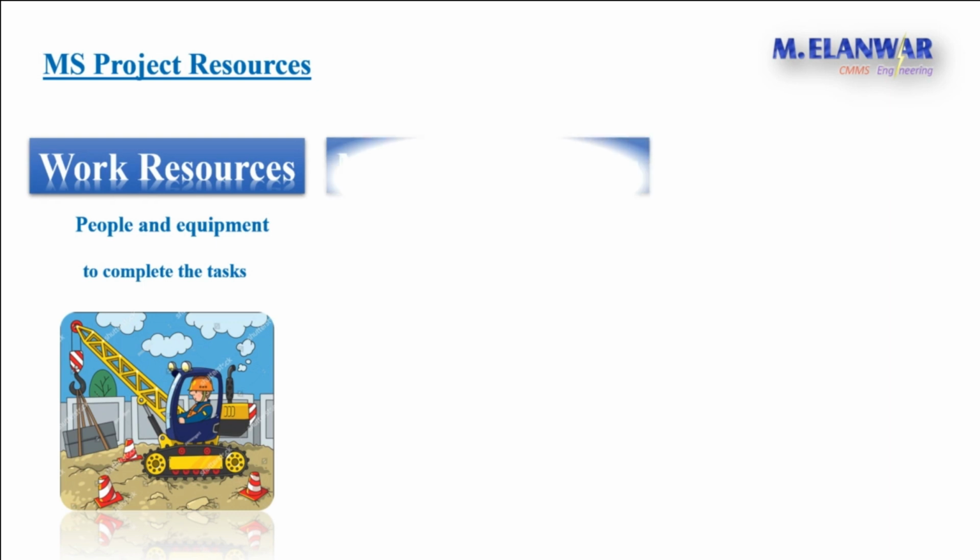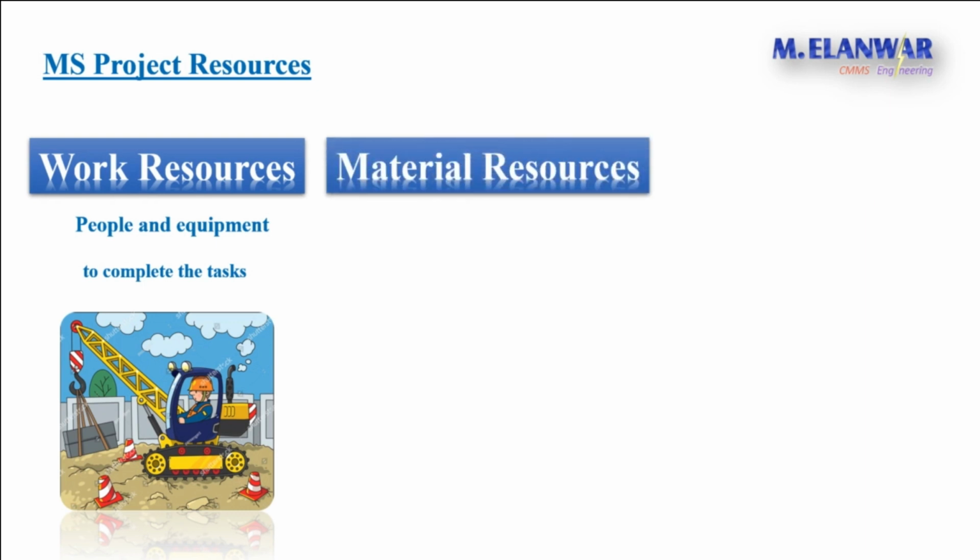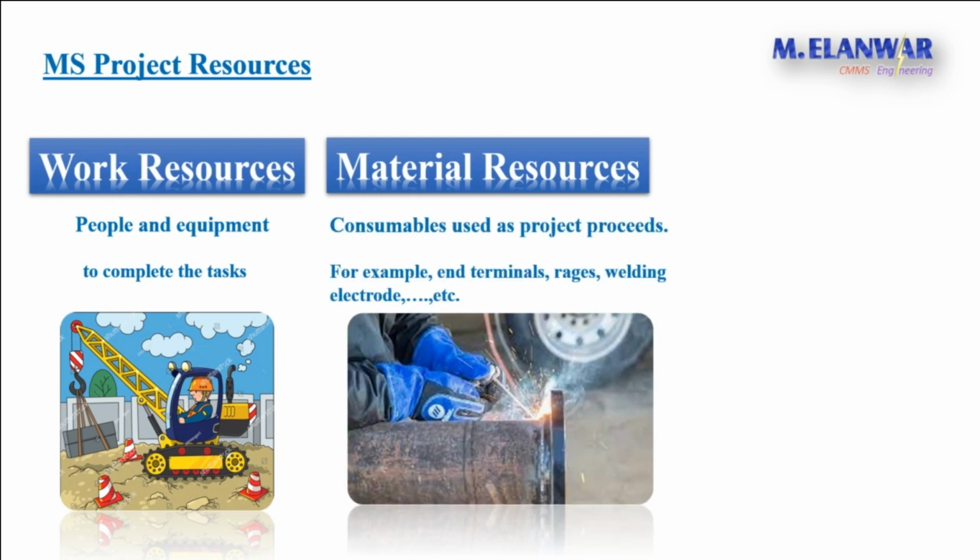The second type of resources is material resources, which can be defined as consumables required to complete the project. For example, in the terminals, rags, welding electrodes. The cost can be calculated for a lump sum quantity or for each, meaning how many or how much material is consumed.